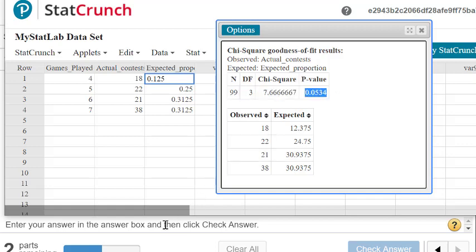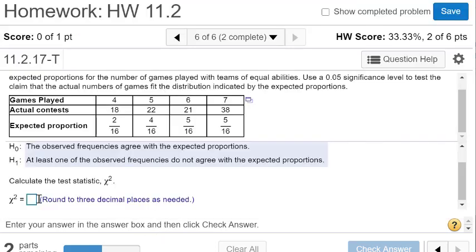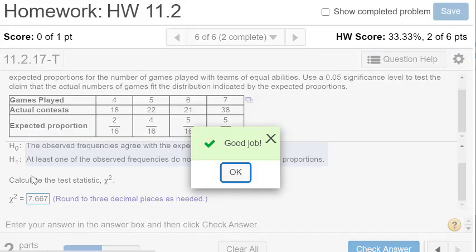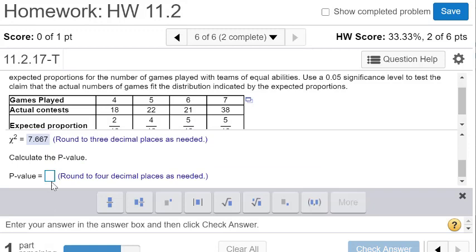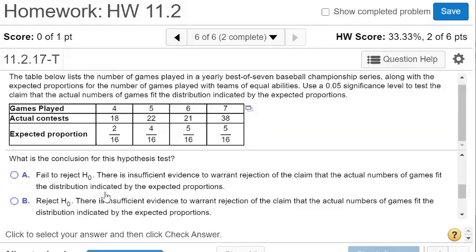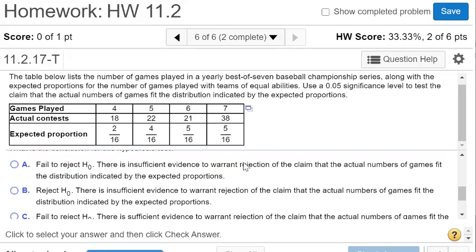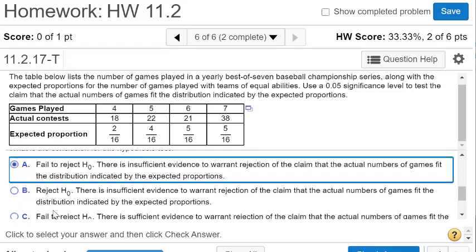So the test statistic is 7.667. So let's get that down here. 7.667 for our test statistic. And our p-value was already given in 4 decimal places, 0.0534. And now 0.0534 looks like it's going to be slightly bigger than the significance level that they gave. So because it is bigger than that, we will fail to reject the null hypothesis. So we fail to reject the null hypothesis.